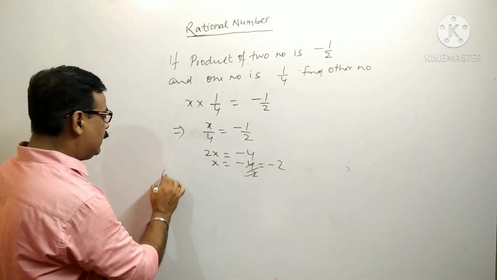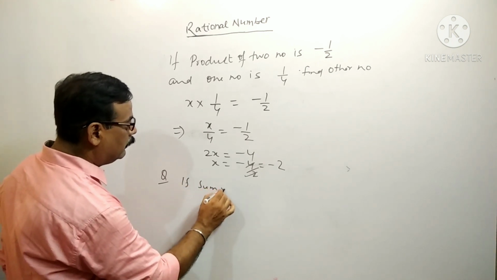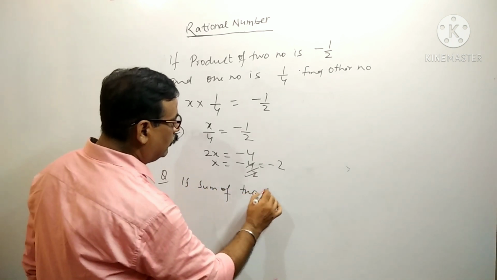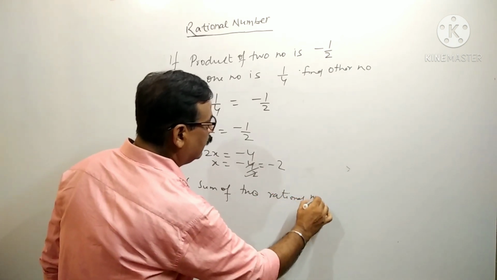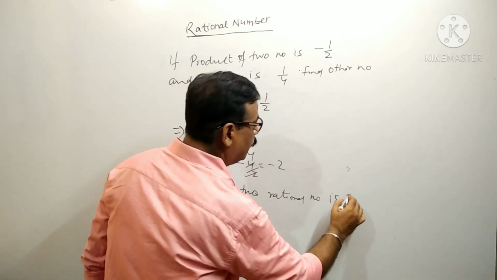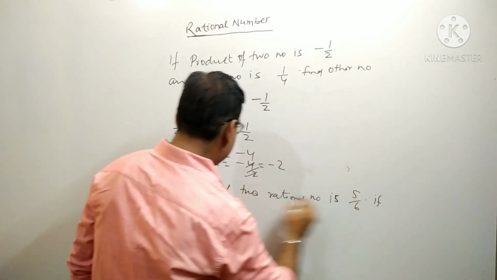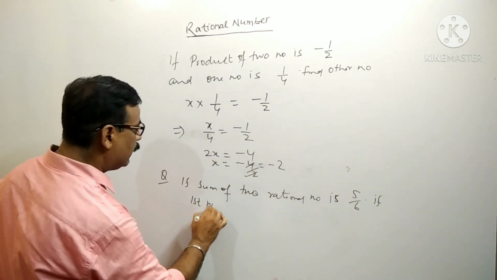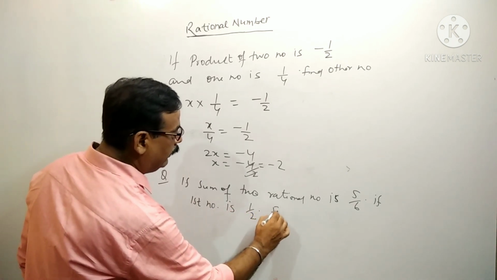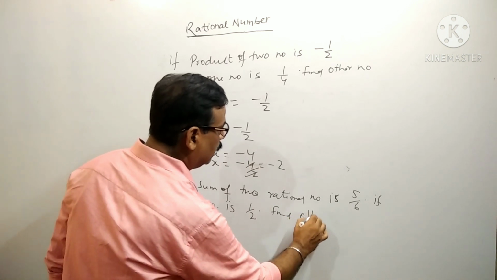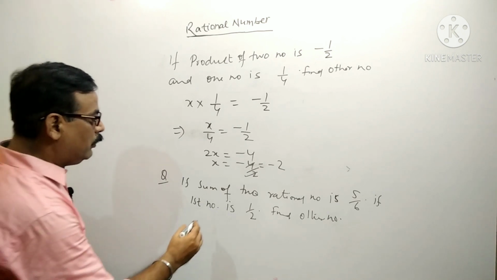And the other question is, suppose the sum of two rational numbers is 5 by 6, if the first number is 1 by 2, find the other number. So it is very easy to find out.